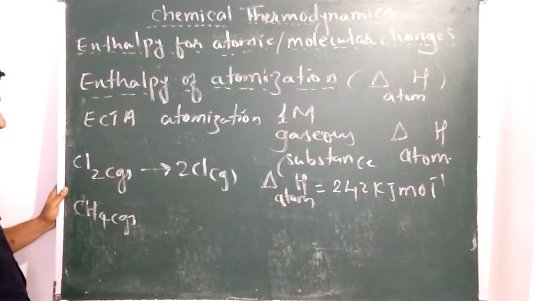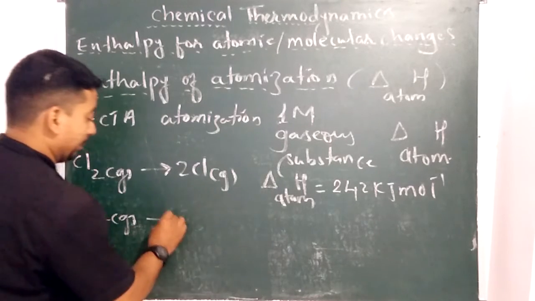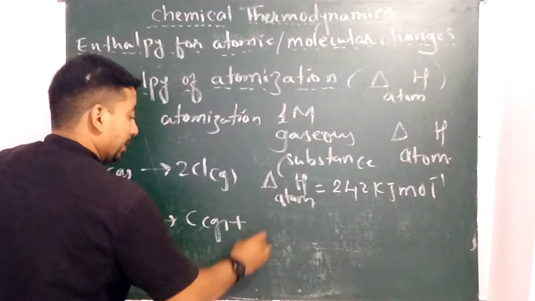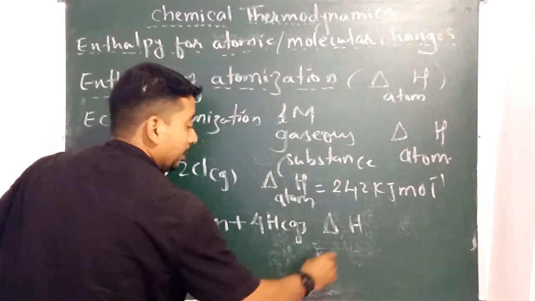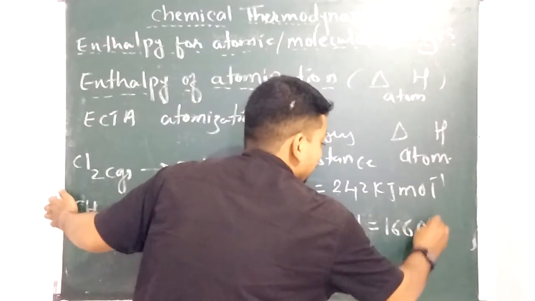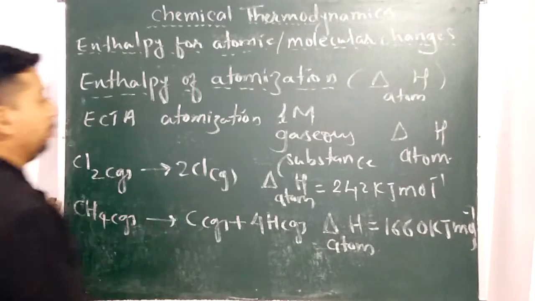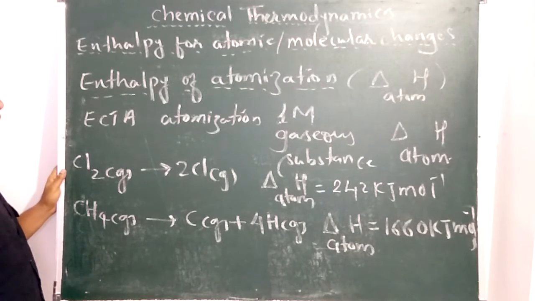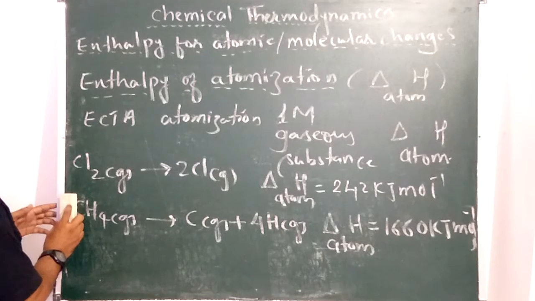The formation of carbon atom, and formation of 4 hydrogen atoms from the methane molecule. So it will form carbon gas plus 4 hydrogen gas. Enthalpy involved is called as enthalpy of atomization, and is equal to 1660 kilojoule per mole. So enthalpy change that accompanies the atomization of 1 mole of gaseous substance is called as enthalpy of atomization. So these were the two examples of atomization.